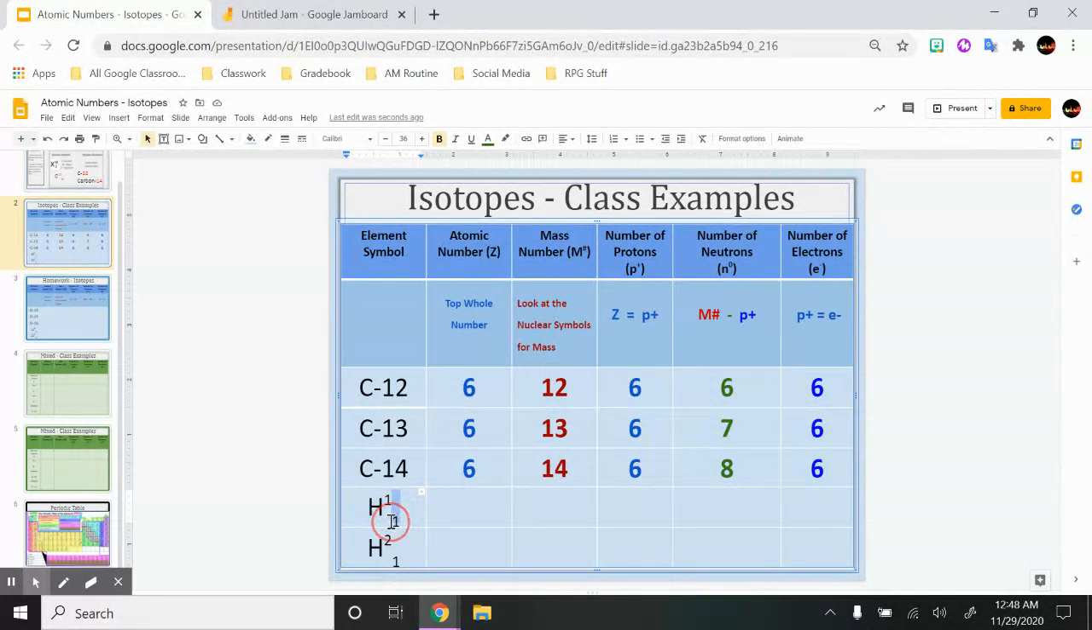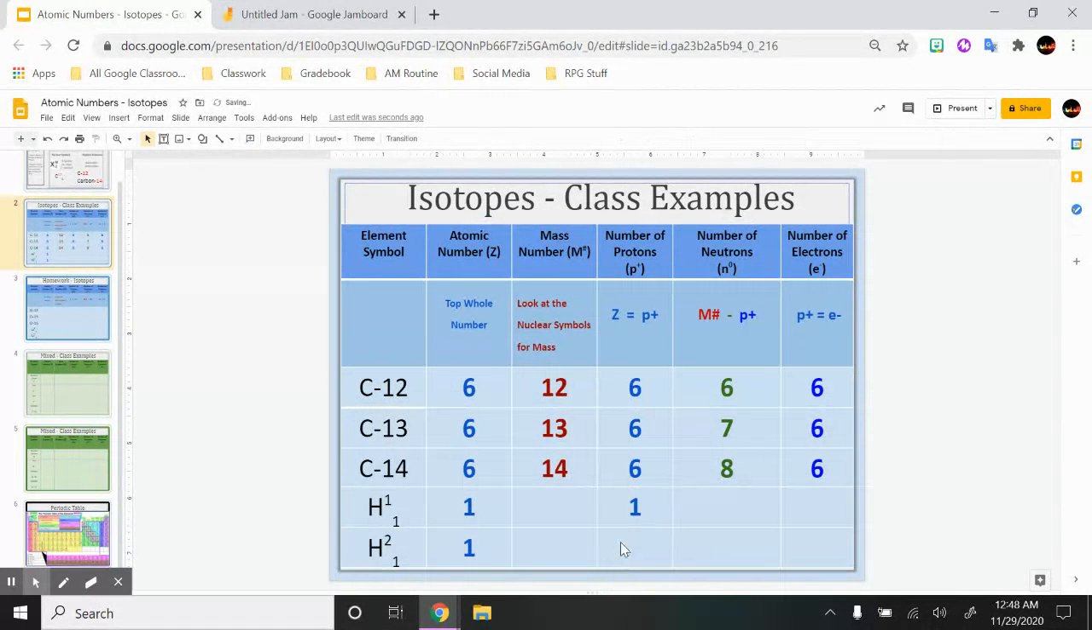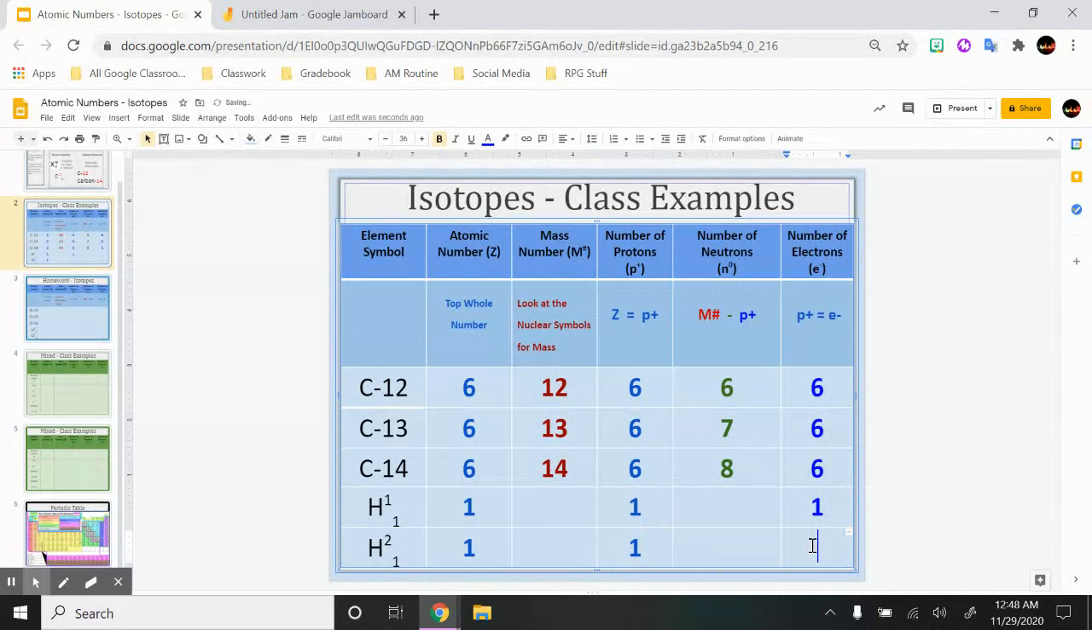Now for this one, we can see the two numbers here. The bottom number is the atomic number. So we know the atomic number is 1. The protons will be 1, and the electrons will be 1. Now to find our mass, we want to look at the top number. So for this one, the mass is going to be 1, and for this one, the mass is going to be 2. So to get my neutrons, I'm going to do mass minus protons equals 0 for the first one, and then mass minus protons equals 1 for the second.